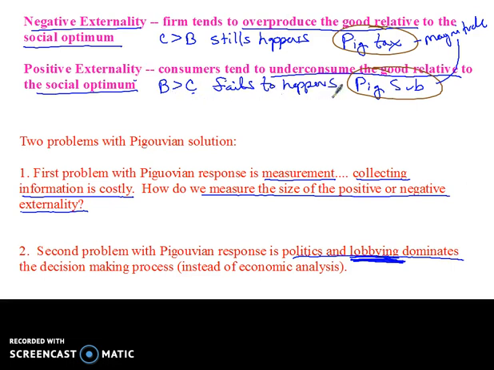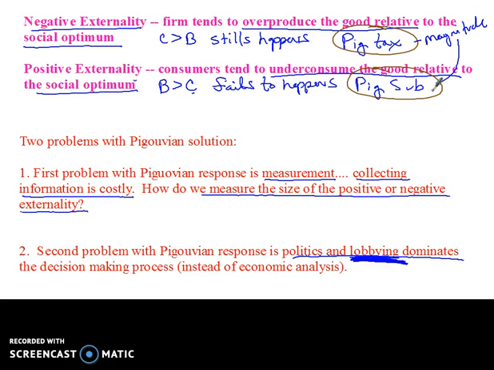Or maybe with the positive externality of education, we want to pass a law to subsidize people going to college in order to encourage more people to go. But again, maybe students and teachers would lobby for actually too much education, so that the size of the Pigouvian subsidy gets too big, and we're no longer at the social optimum.